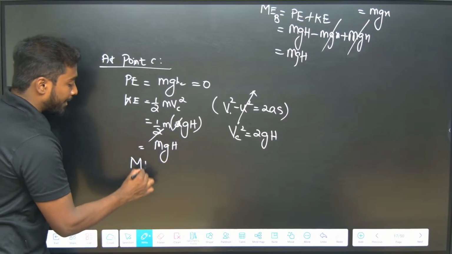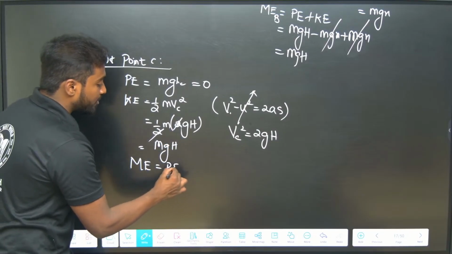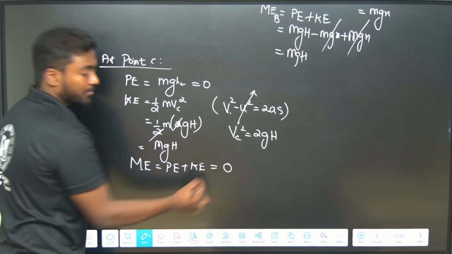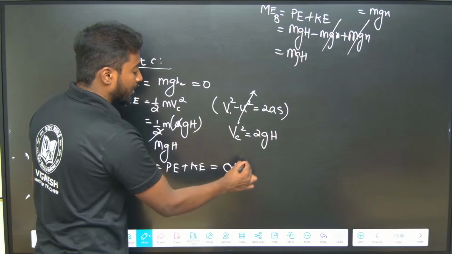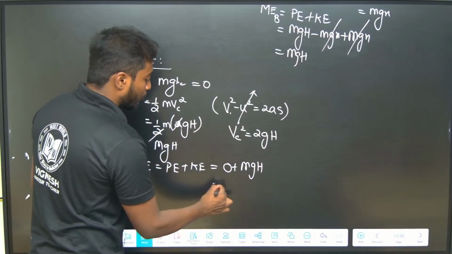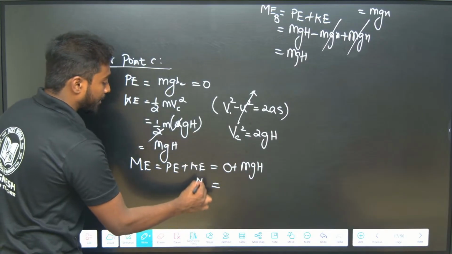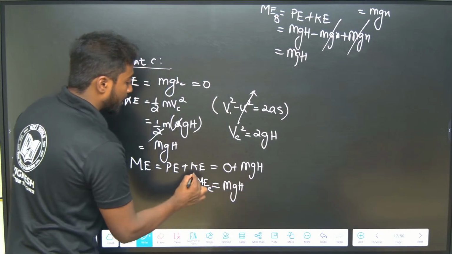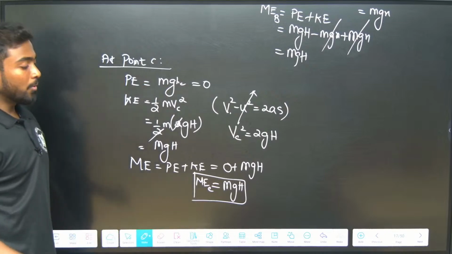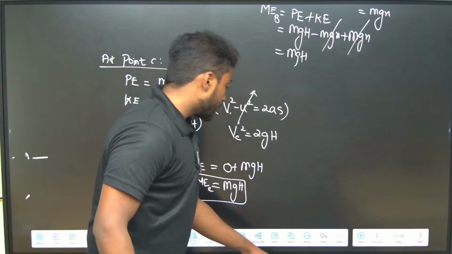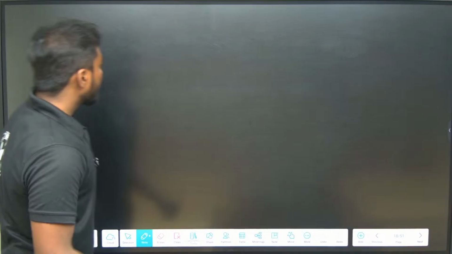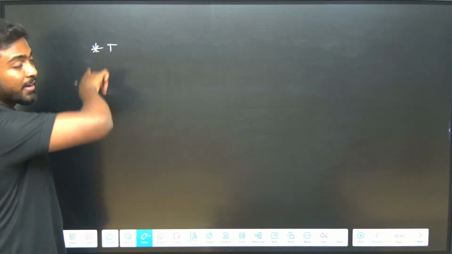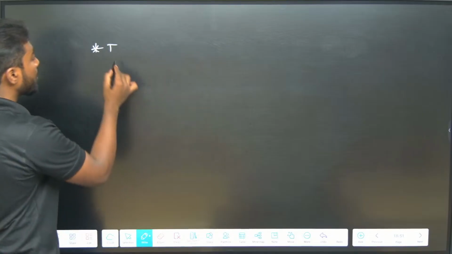Now, mechanical energy will be equal to potential energy plus kinetic energy, where potential energy is 0, kinetic energy is mgh. So, final thing for mechanical energy at point C, mgh. Hence, proved. So, I will write the final thing, total. This is the point you need to write when you complete the 3 equations, okay?